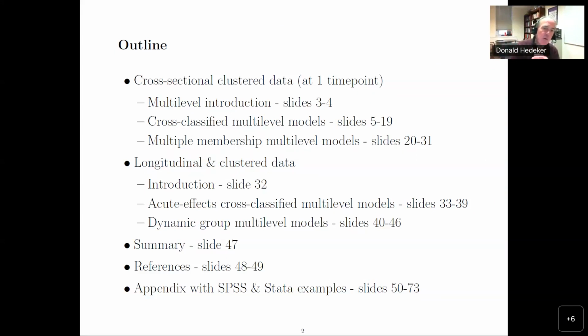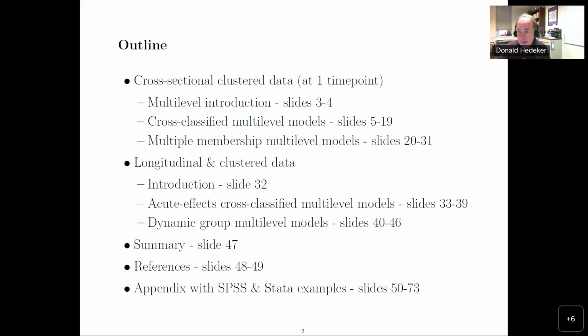So we're going to talk first about cross-sectional clustered data, give a little introduction about multi-level, then get into the cross-classified multi-level models, and then the multiple membership multi-level models. Then we're also going to turn our attention to where we have longitudinal and clustered data and focus there on two classes of models, one known as acute effects cross-classified multi-level models, and then also the dynamic group multi-level models. So that's what we're going to be going through.